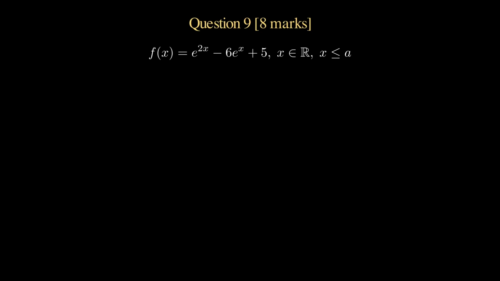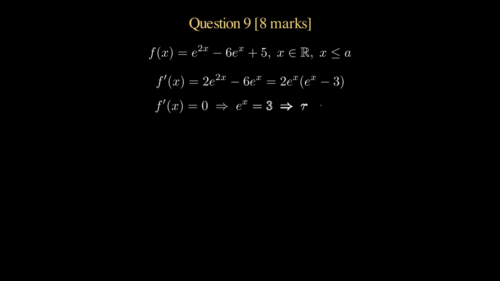f of x equals e to the 2x minus 6e to the x plus 5. Part A. Find the largest A such that f has an inverse. Differentiating, f prime of x is 2e to the 2x minus 6e to the x, which factors as 2e to the x times (e to the x minus 3). Setting the derivative to 0, we get e to the x equals 3, so x equals ln 3. This is a minimum point, so the largest A for which f is one-to-one is ln 3.